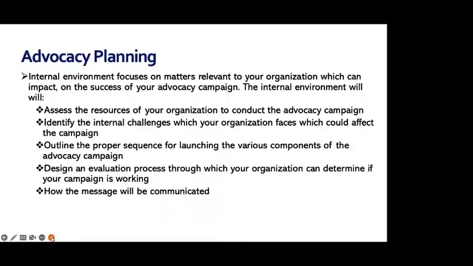So number one, assess the resources of your organization to conduct an advocacy campaign. Let me quickly let you know this. How many of you know about the FOI Act, Freedom of Information Act? It was passed some years ago. I just want someone to answer me.